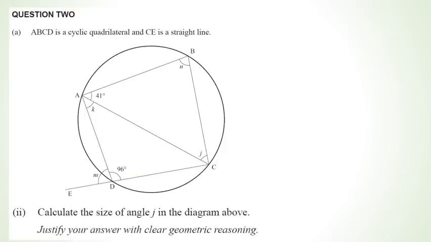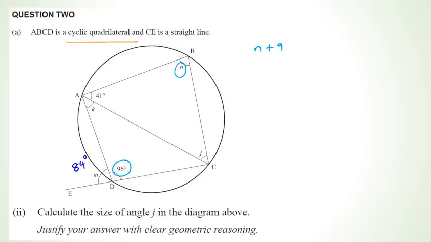Next one, they're asking you for angle J in the diagram above. So what do we have? The first thing we know is that M equals 84. I don't think that's going to make a huge difference in this case. But what we do know is that this is a cyclic quadrilateral. Now, because it's a cyclic quadrilateral, the opposite angles are going to add to 180 degrees. So that means 96 and N should add to 180 degrees.